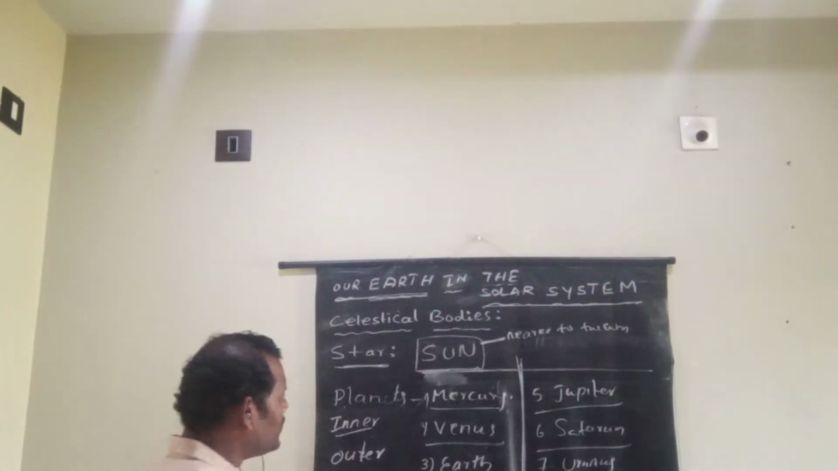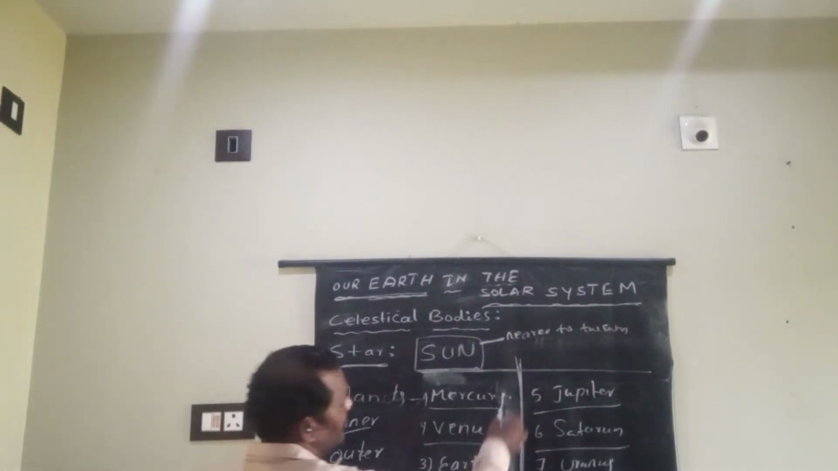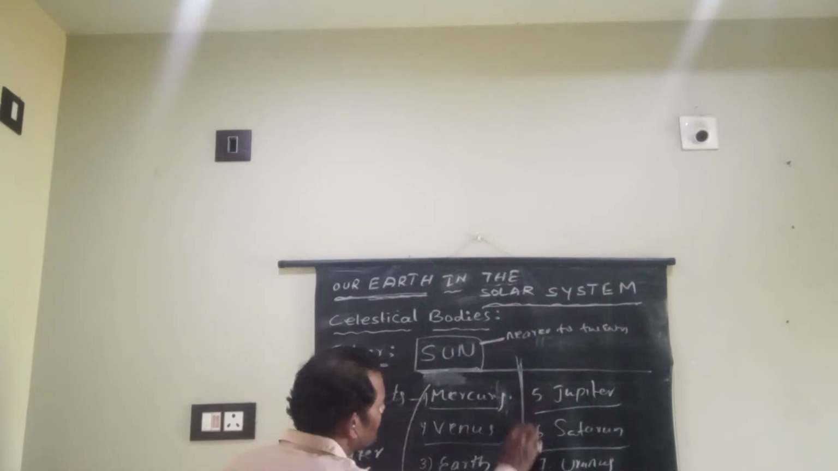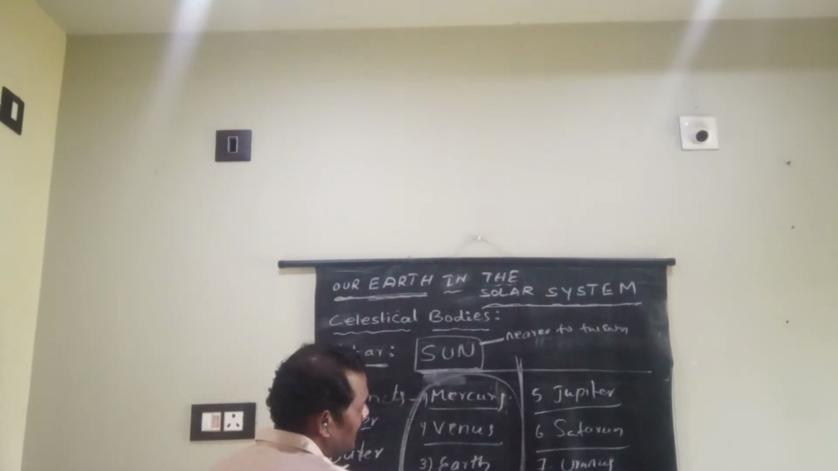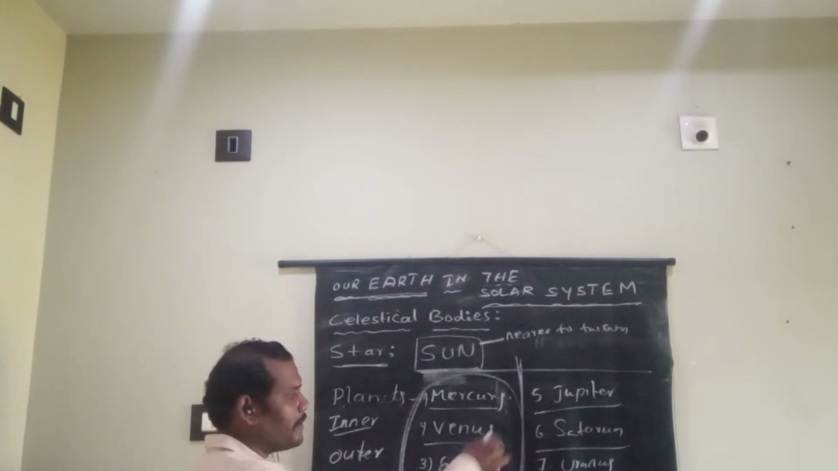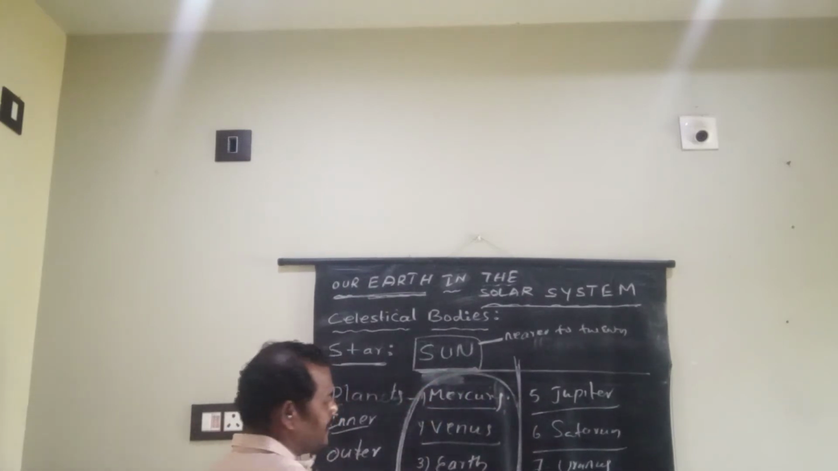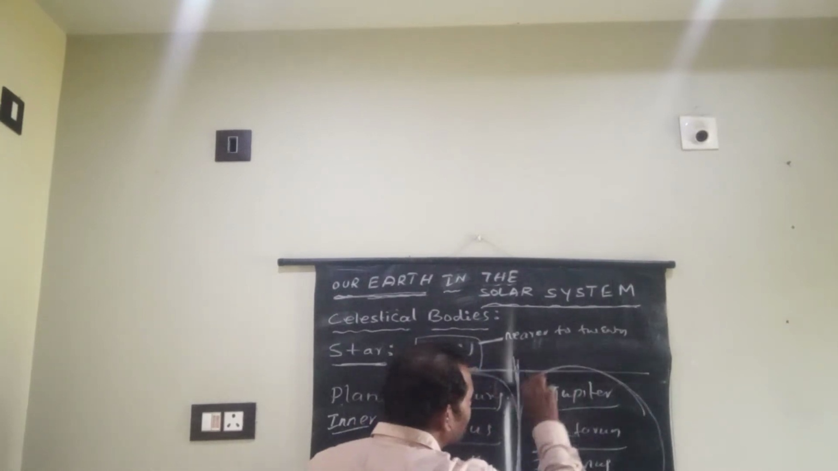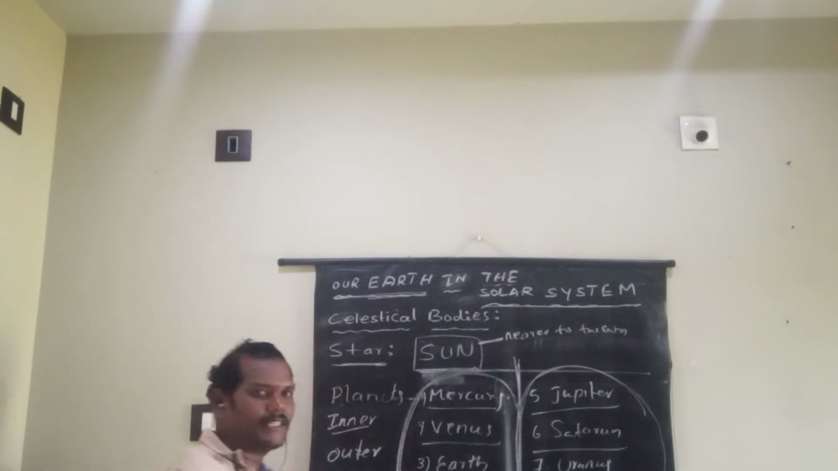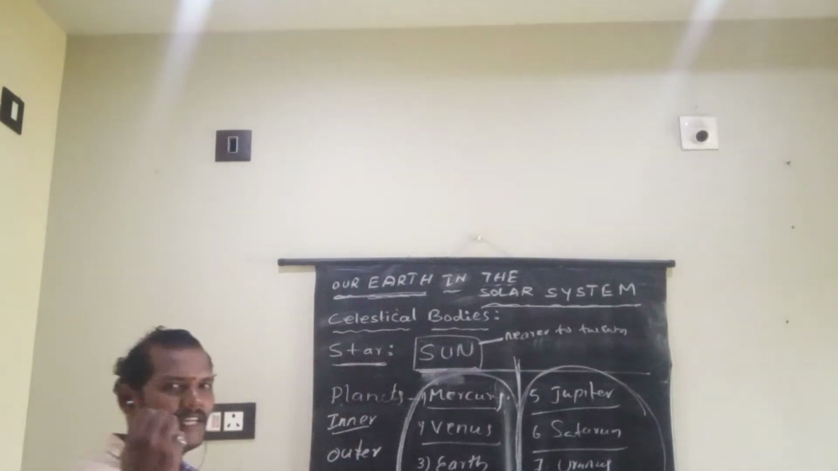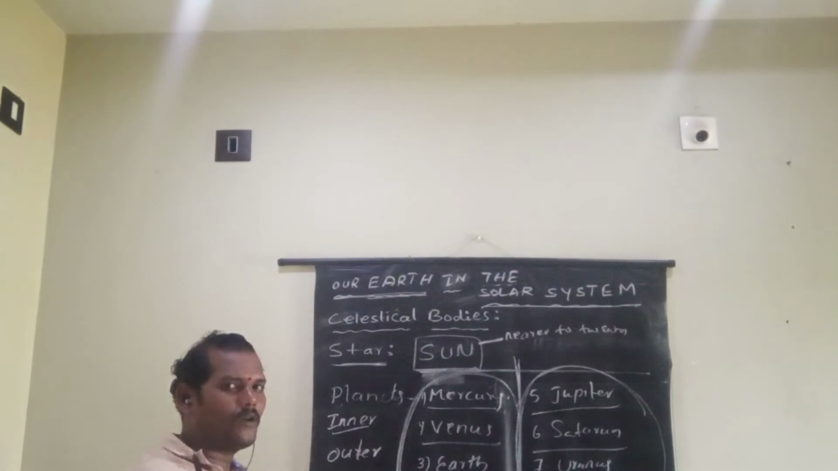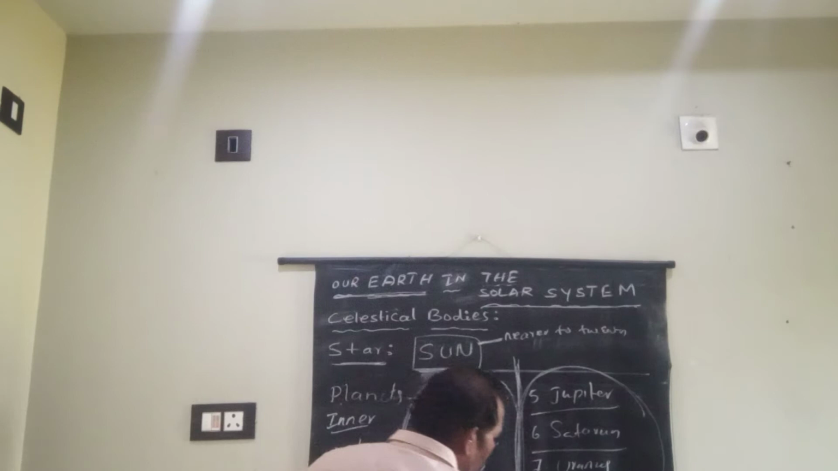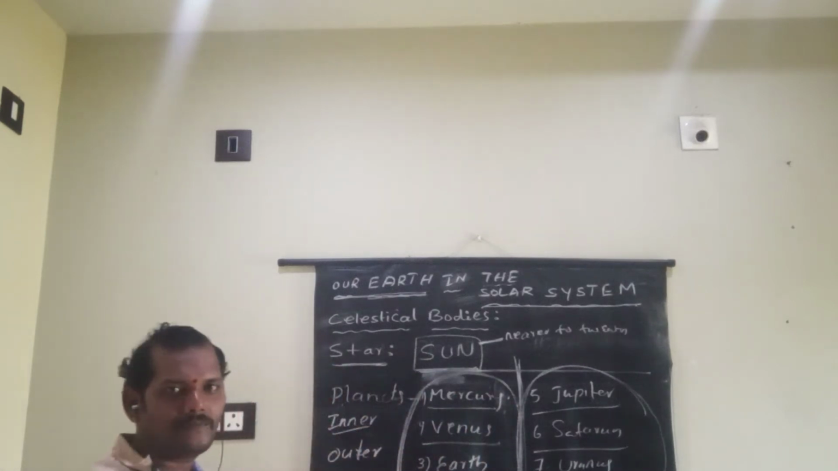The inner planets are those nearer to the sun. The first 4 planets are called the inner planets. And the second 4 planets are called the outer planets. Just easily we can understand what the inner planets and outer planets are. First 4 are inner planets and second 4 are outer planets.